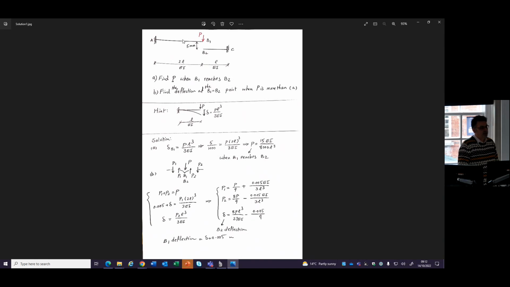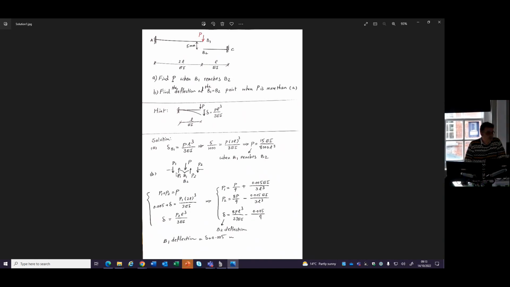See, P1 is the force for the left beam. So P is divided into P1 and P2. P1 works for the left beam, P2 works for the right beam. P1 2L over 3I, this is the implementation of this formula for the left beam. For the right beam, I just put delta, not delta plus 5 millimeter, because it's for the B2 point. This is for the B1 point. So delta is P2 L³ over 3EI. This is the formula for the right beam because the force is P2. This is the formula for the left beam because the force is P1.